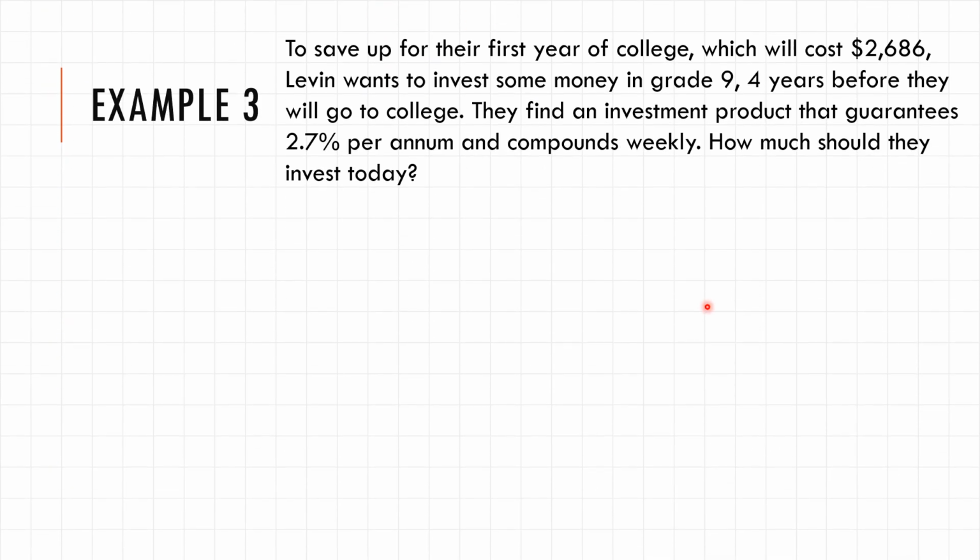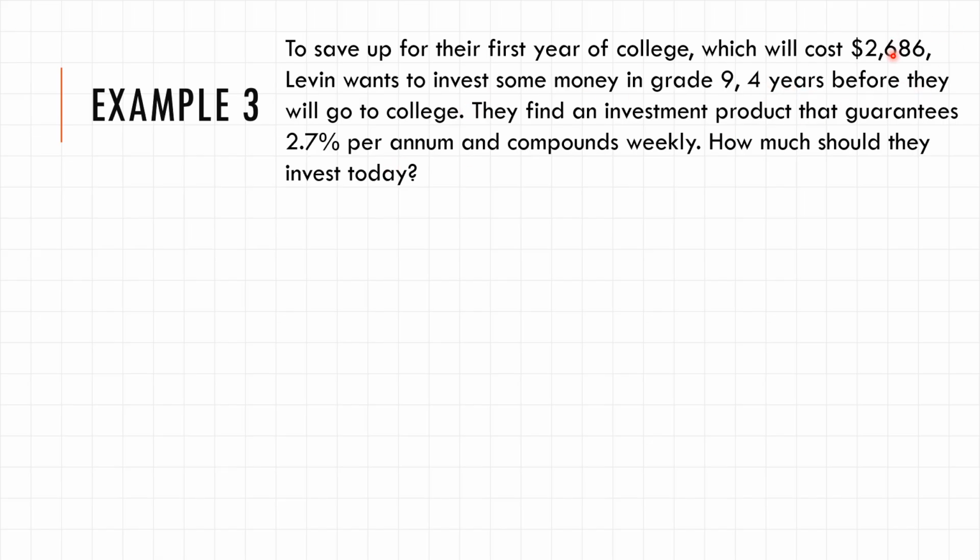Save up for their first year of college, which will cost $2,686. Levin wants to invest some money in grade 9, which is 4 years before they will actually go to college. To do that, they find an investment product that will guarantee them 2.7% per annum, which means per year, and it compounds every week. The question is, how much should they invest today in grade 9 so that in 4 years, when they go to college, they will actually have this money?